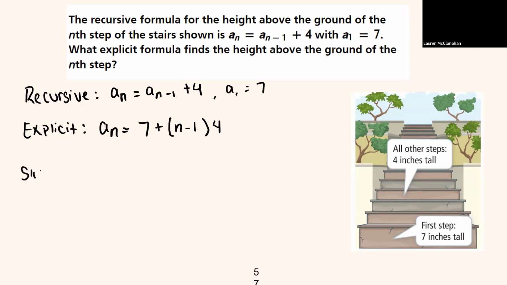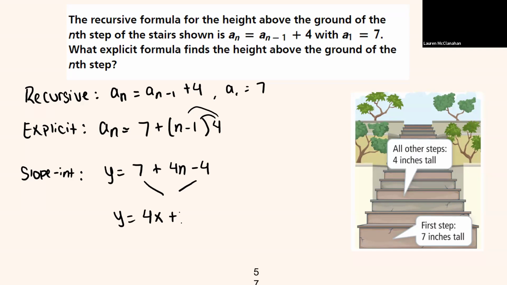Now we're going to write it in slope-intercept form. Okay, so remember to write slope-intercept, you have to distribute your 4 to both things. So y equals 7 plus 4n minus 4. Then we have to combine like terms. y equals 4x, remember change that into an x, and 7 minus 4 is 3. So y equals 4x plus 3.